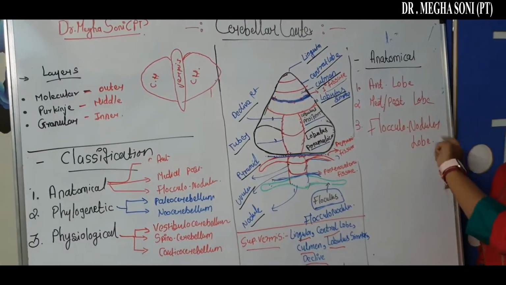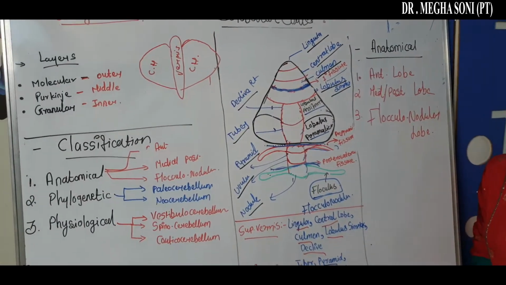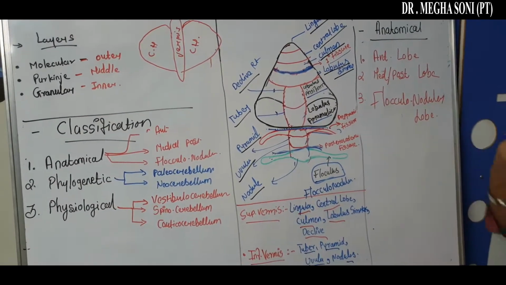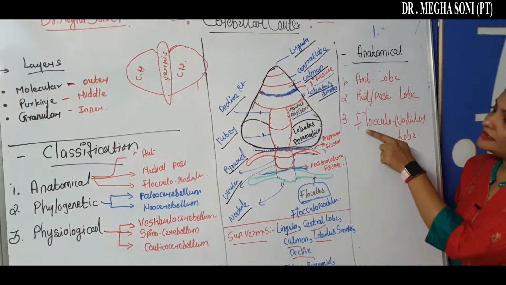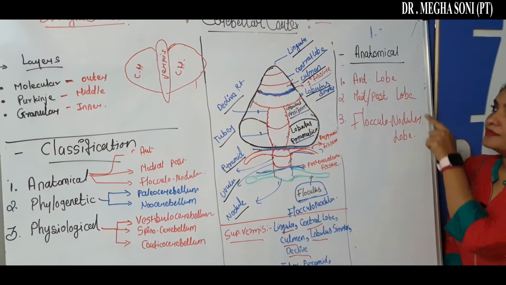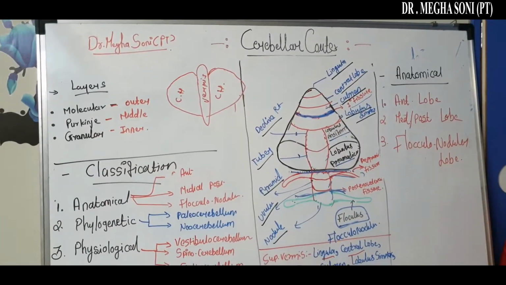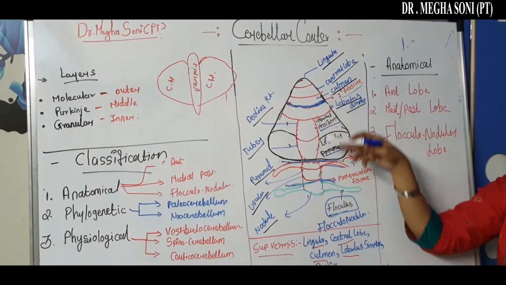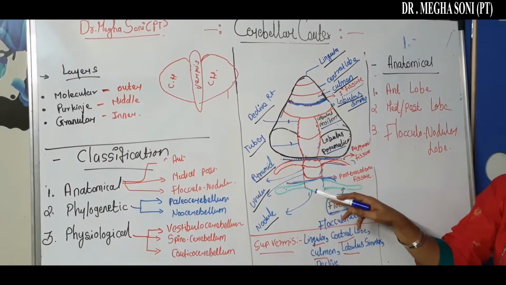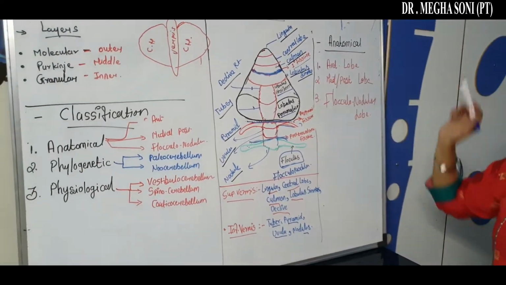First is the anterior lobe. Second, the medial or posterior lobe. You can use both terminologies, medial or posterior lobe. And third is the flocculonodular lobe. This is according to the structure, according to the fissure. As we have seen, there are 3 fissures, and these fissures divide the cerebellar hemisphere into 3 regions. Fine. So according to the structure, first is the anterior lobe.